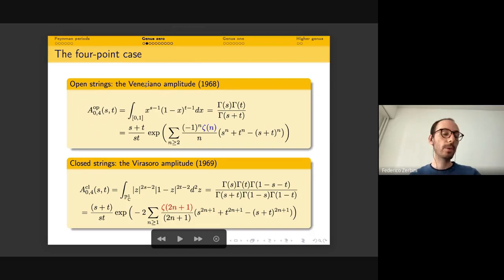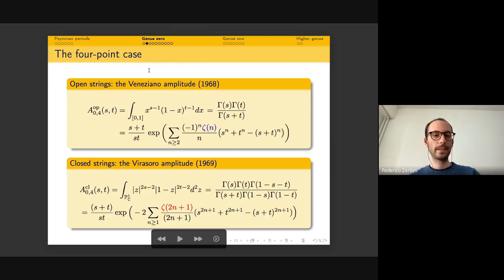So let me also mention that this open string integral was first studied by Veneziano in 1968, and it kind of marked the birth of string theory. And the second one was considered immediately after by Virasoro. So there are two very classical, very well understood Feynman integrals, and they're also the simplest ones because, for physical reasons, you don't get fewer than 4 strings interacting in genus 0.